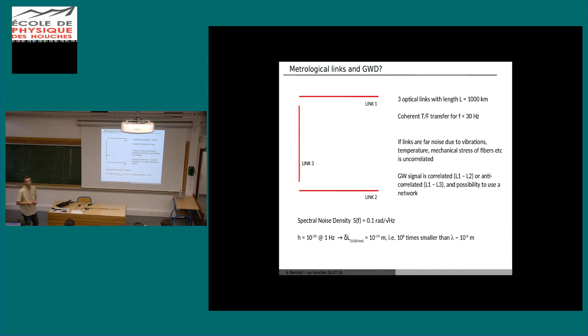So the task seems not easy, because the spectral noise density demonstrated so far over a few hundred kilometers of metrological link is 0.1 radians per square root of Hertz. If we consider h of 10 to the minus 20 at 1 Hertz over a 1,000 kilometer link, it will give 10 to the minus 14 meters, which is 10 to the 8 times smaller than the wavelength of optical photons. This is probably one order of magnitude less, so let's say there are 7 orders of magnitude: the gravitational wave signal is buried 7 orders of magnitude in noise.